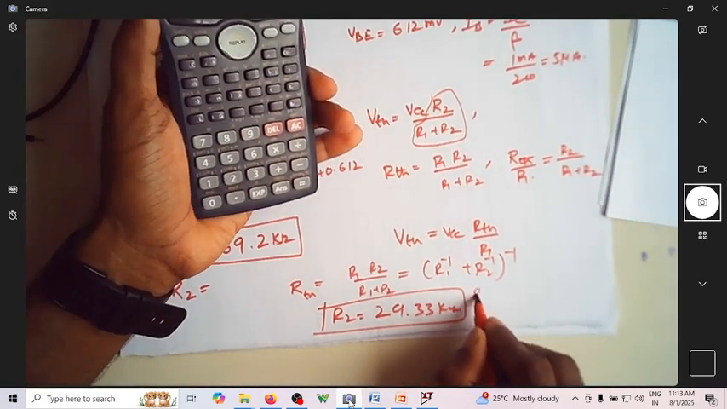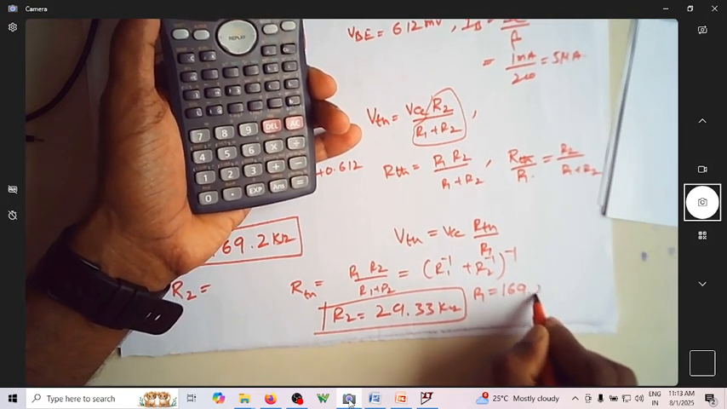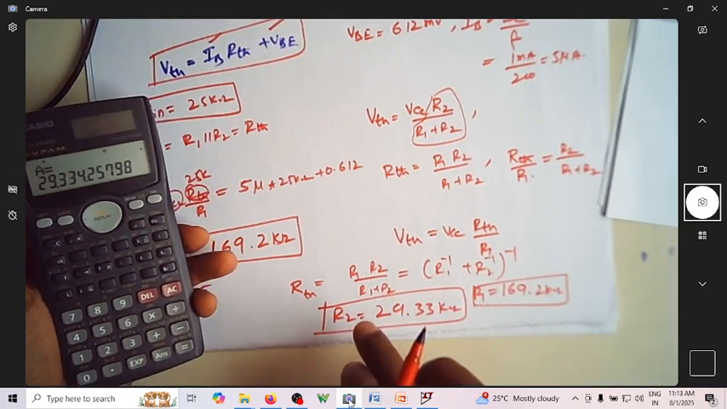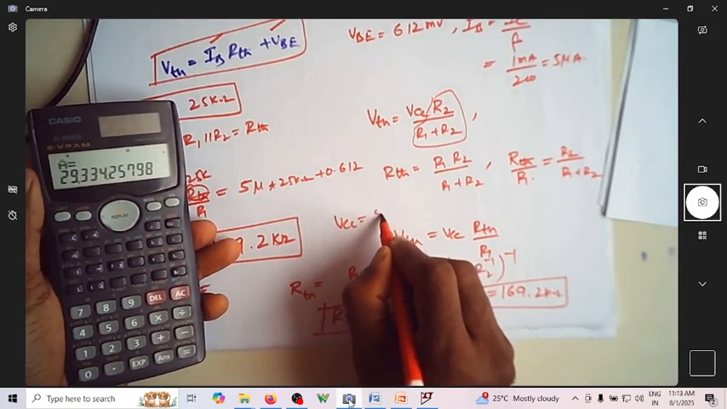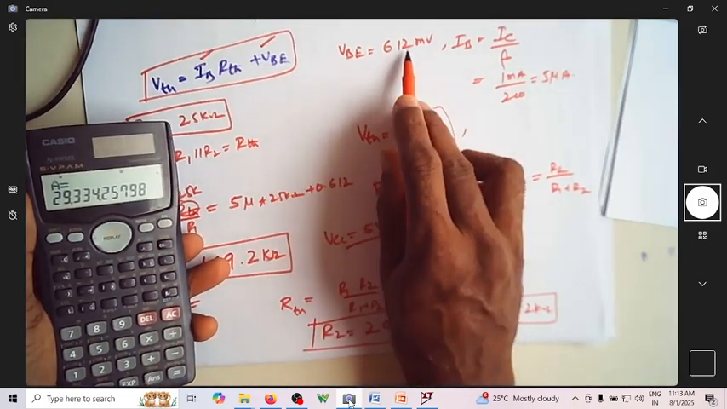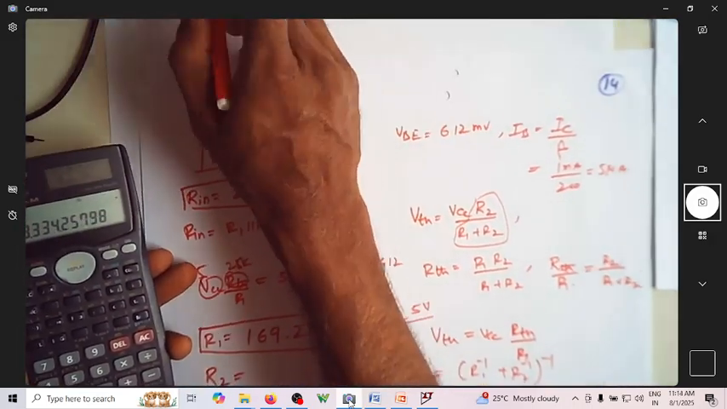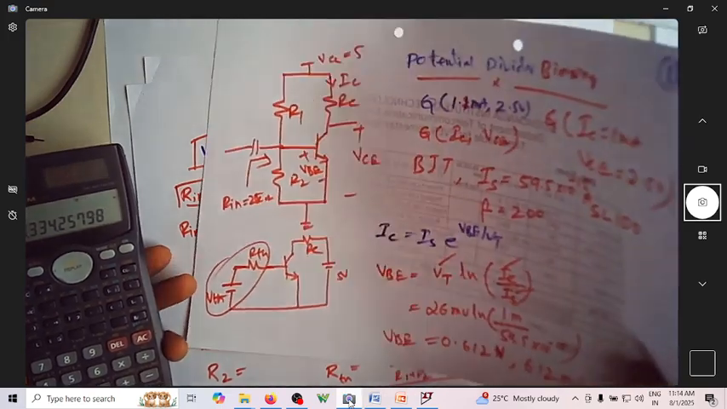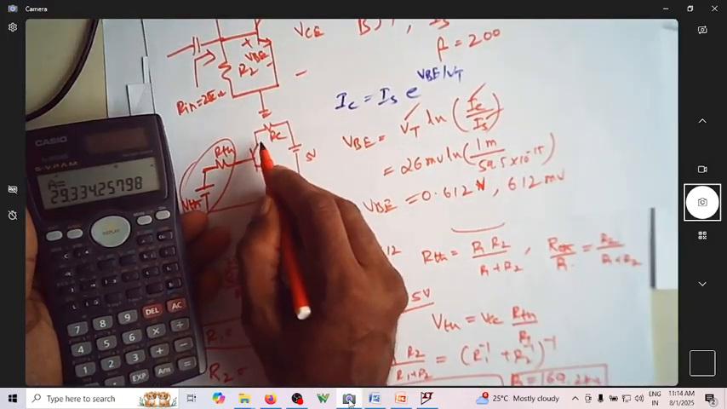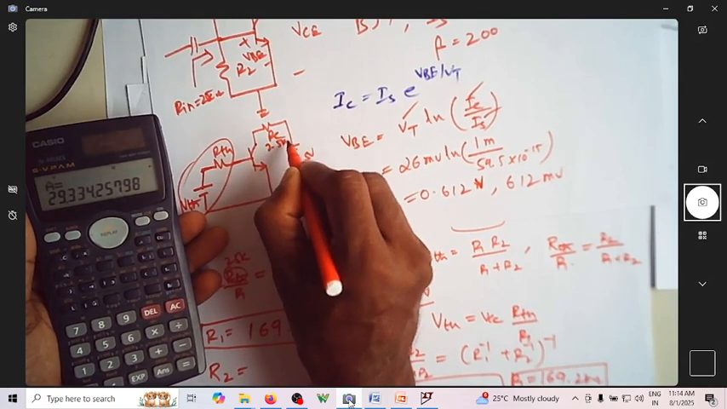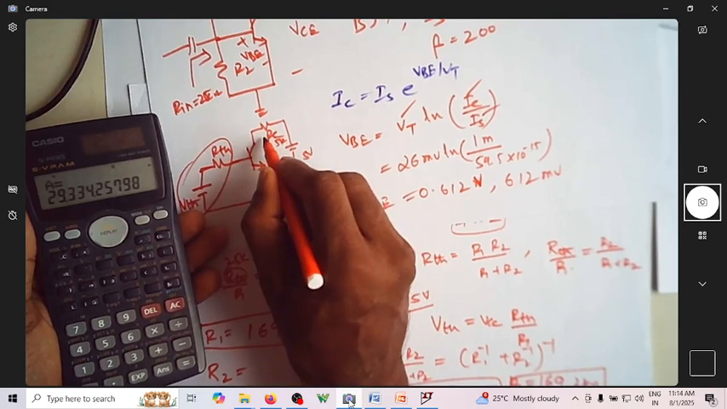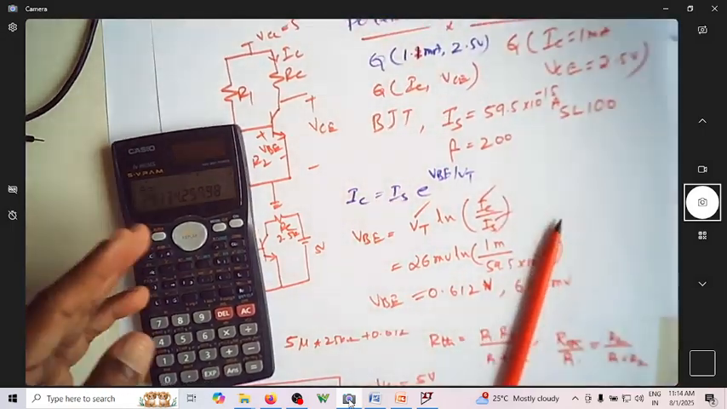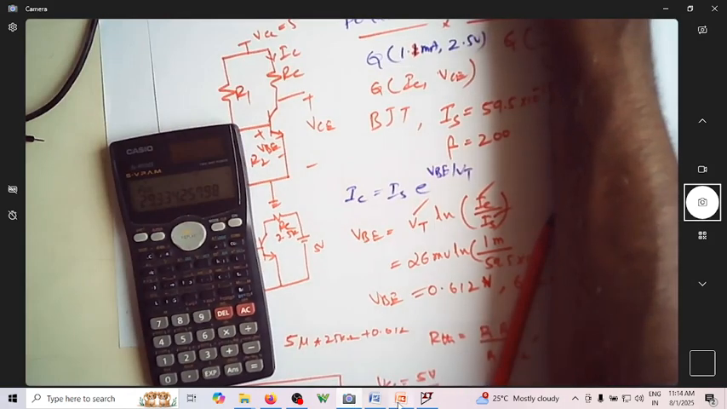So how much is R1? R1 is 169.2 kilo ohm. So this value of R1, R2 and VCC of 5 volt will give me 0.612 with an input impedance of 25 kilo ohm. And if you have 1 milliampere flowing through a 2.5 kilo ohm resistor, there is a drop of 2.5 volt and you'll get the required VC. So let me go to the simulation.